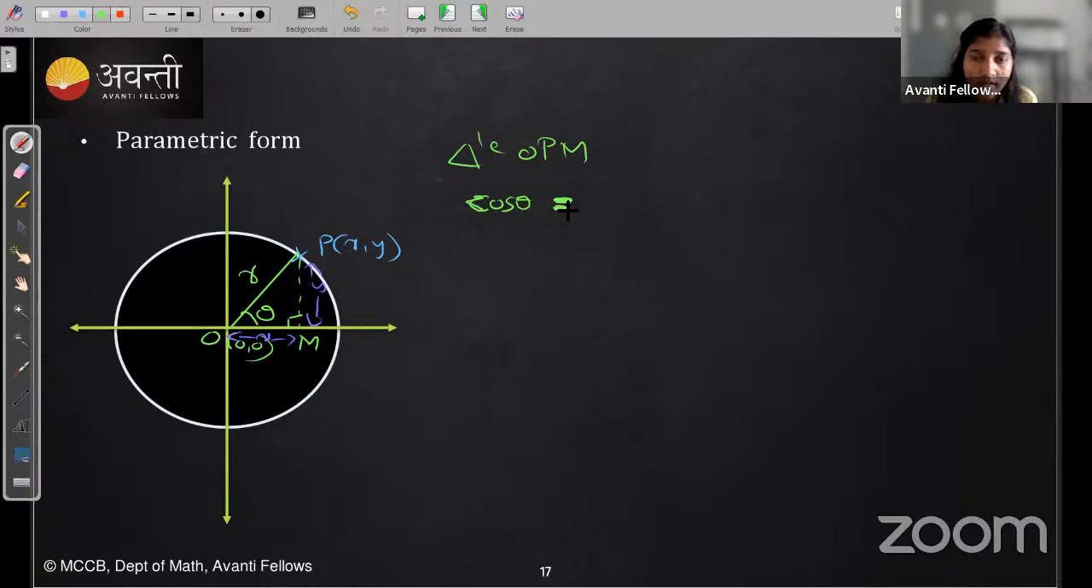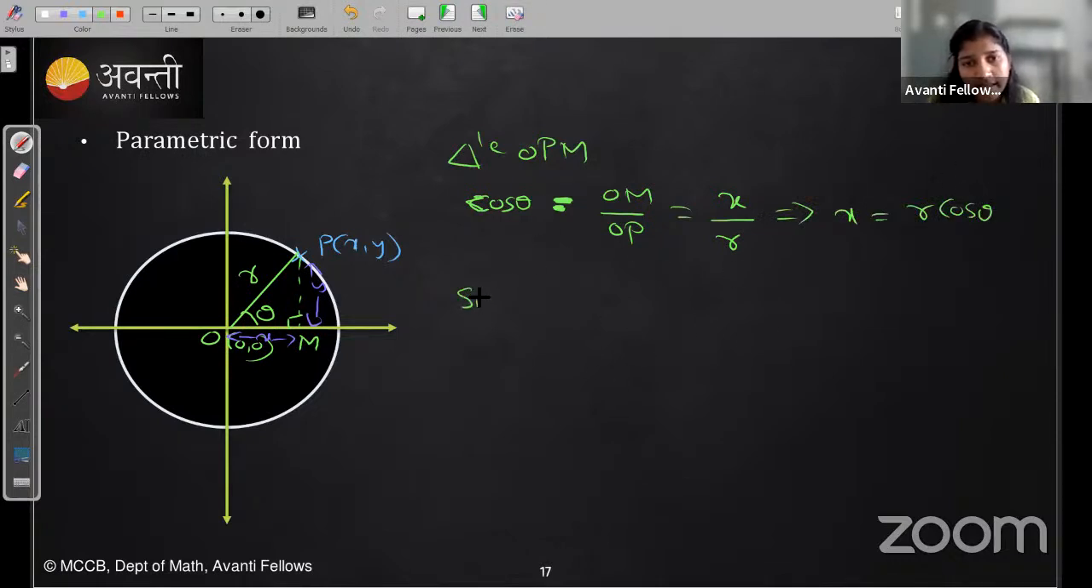So cos theta will be what? It's going to be adjacent upon hypotenuse. So OM by OB. So what is OM here? OM is x divided by R. So this implies x is equal to what? R cos theta. Fine? Okay.